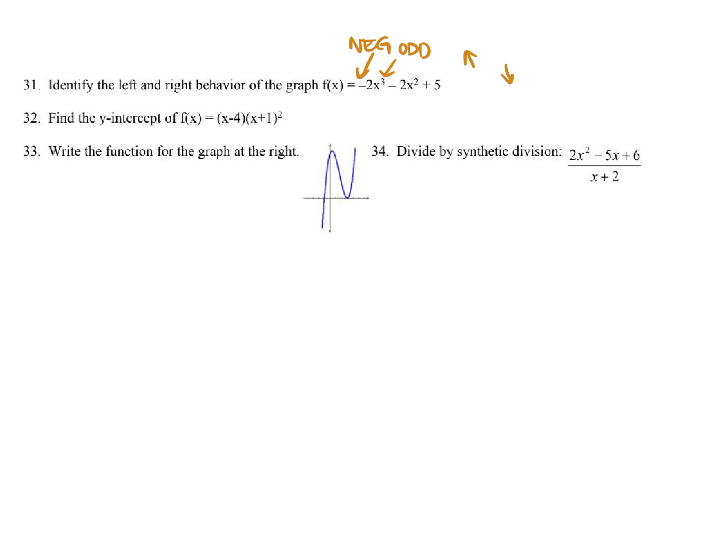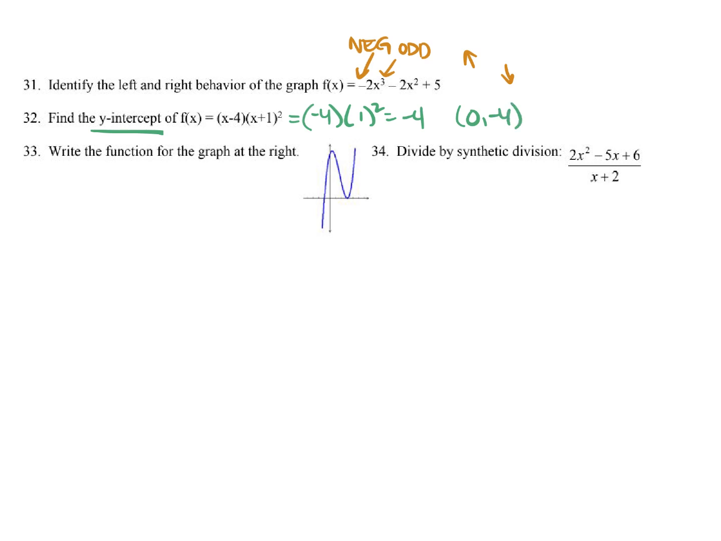To find the y-intercept, you set x equal to 0. So that means we'd have negative 4 times 1 squared, which is negative 4. So the y-intercept is (0, negative 4).